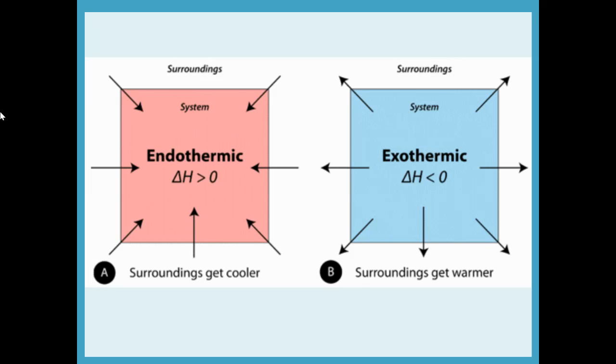And that delta sign just means change, and H we use as enthalpy. So enthalpy, or energy, for an endothermic reaction is going to be greater than 0, so it's going to be positive. And for an exothermic reaction, it's going to be less than 0, so it's going to be negative energy.